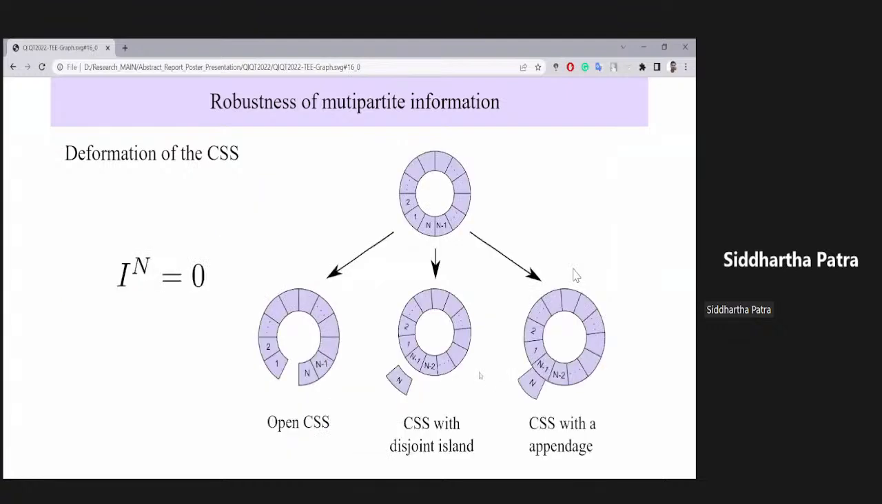Next, we show the deformations that trivialize the multipartite information. If you cut the annular arrangement and create a linear form, then the multipartite information vanishes. If you isolate a subsystem, then it also vanishes. And if you add an appendage to this, then the multipartite information also vanishes. Note here that though the I_N, that means n-partite information, vanishes, the n-1 partite information will be non-zero for this annular arrangement formed by n-1 subsystems.